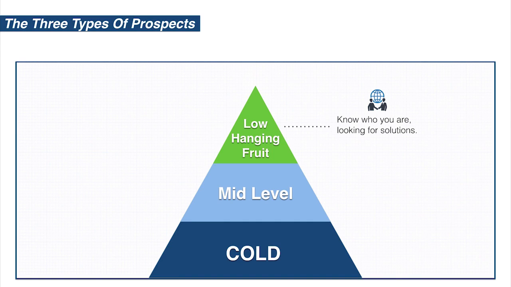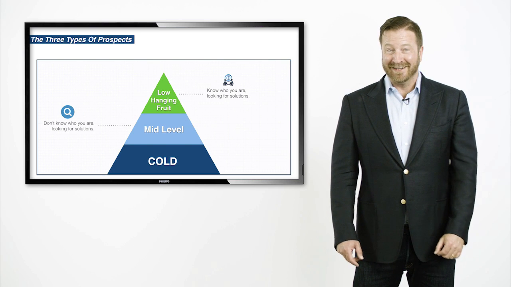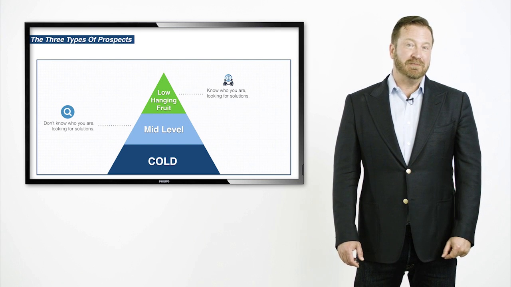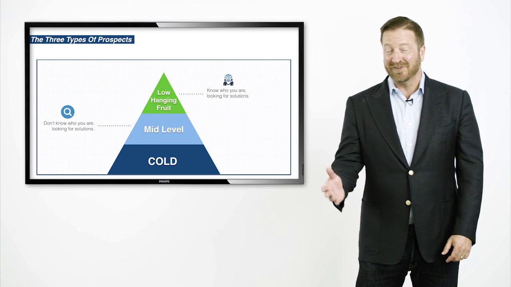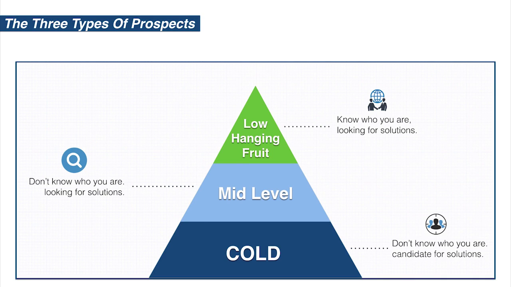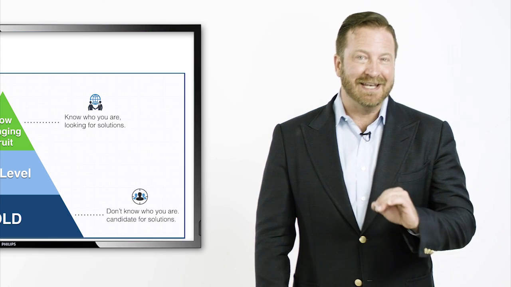The next level of prospect is called a mid-level prospect. This is someone who might not know you, but they're actively searching for the solution that you can provide for them. And finally, the third type is a cold prospect. And really, this is where the most prospects live and the most customers live. This is a type of prospect who doesn't know you, might not necessarily be looking for the solution that you can provide, but they're a perfect candidate for it.